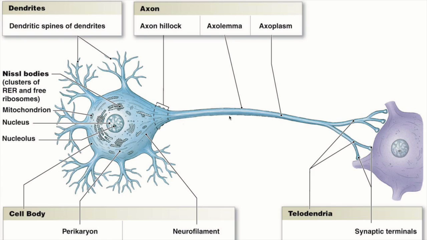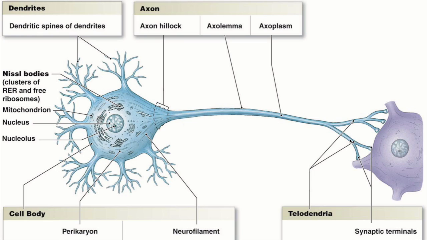So the axons, the next thing we're going to talk about, axons are the output region. The axon hillock is the base of the axon. That's where action potentials are first generated. The axolemma is simply the plasma membrane surrounding the axon. The axoplasm is the cytoplasm and the organelles it contains in the axon.